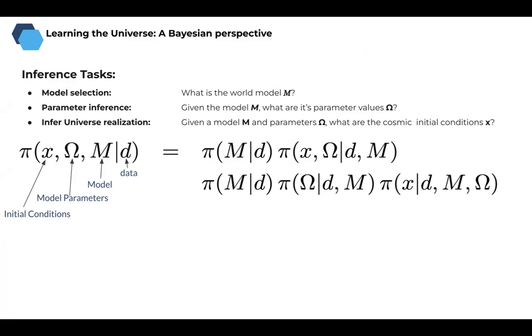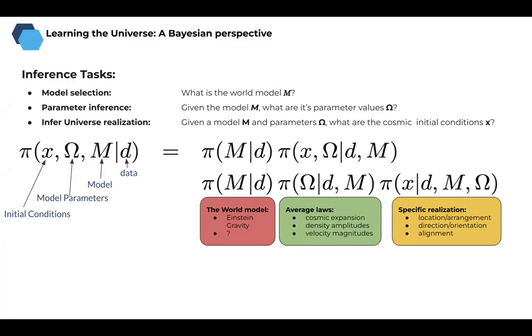It's interesting that we can immediately read off what these questions actually answer. The first one is the question on the world model. The second one is a question on the average laws of the universe, like cosmic expansion, average density amplitudes, and velocity magnitudes. And the last term, on the specific initial conditions realization, asks questions on the location, arrangement, direction, orientation, and alignment. So we see that these different terms ask very different questions about our universe.